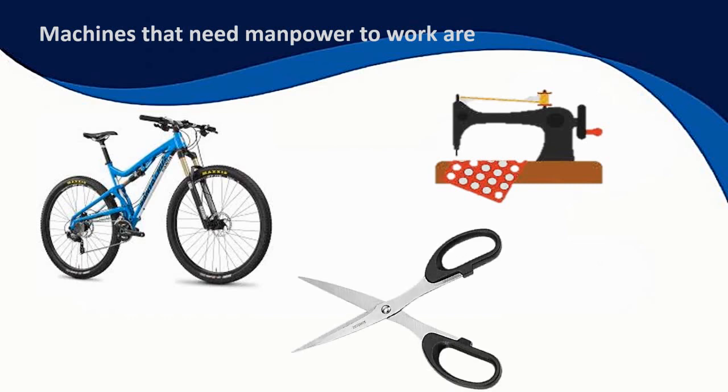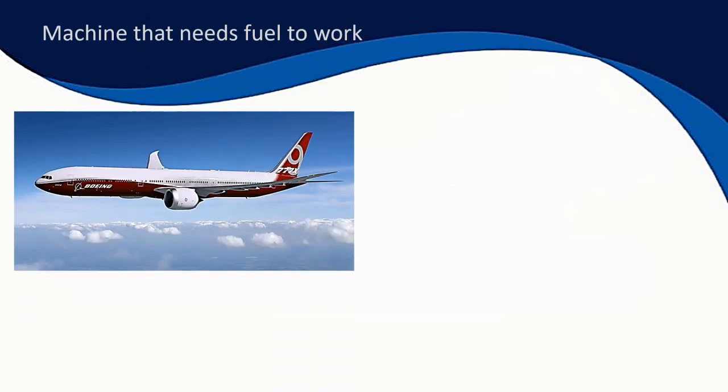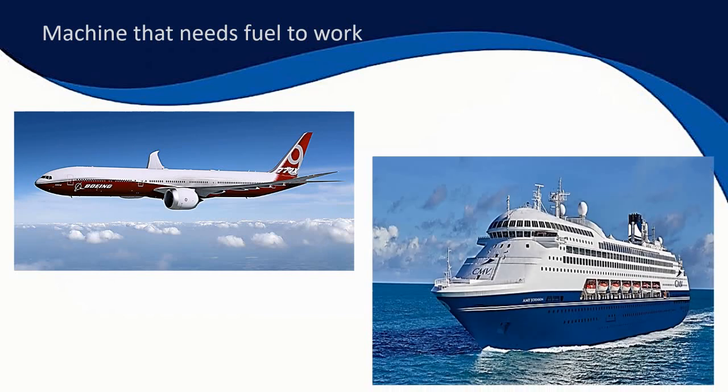Third picture is a scissor. It's a machine but it requires manpower. We use scissor to cut the paper. Machines that need fuel to work. What do you see, children? Yes, it is an aeroplane. It is a machine but it uses fuel like petrol or diesel to work. The next picture is a ship. It is also a machine. What do aeroplane and ship have in common? Yes, they both carry passengers from one place to another.